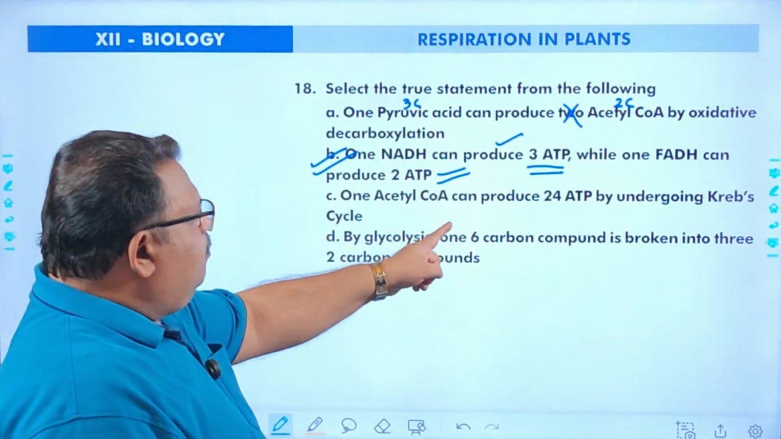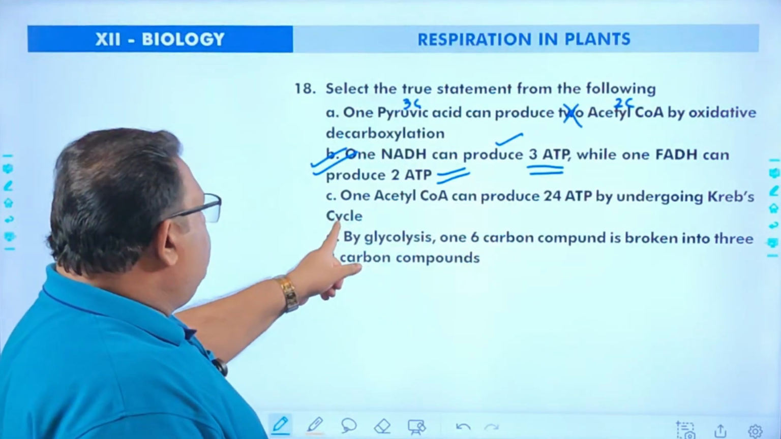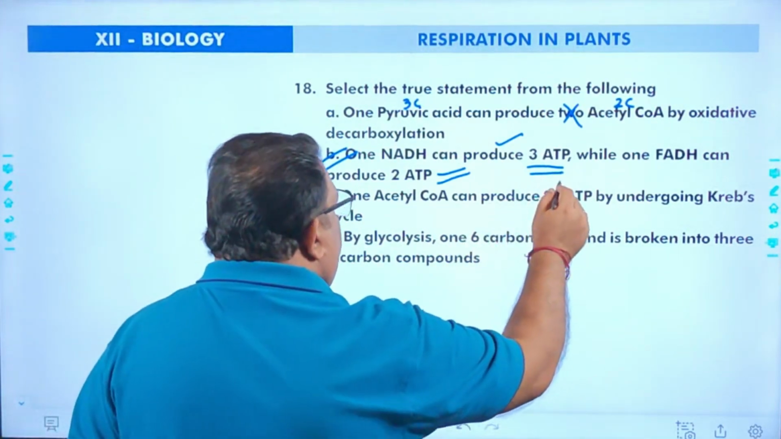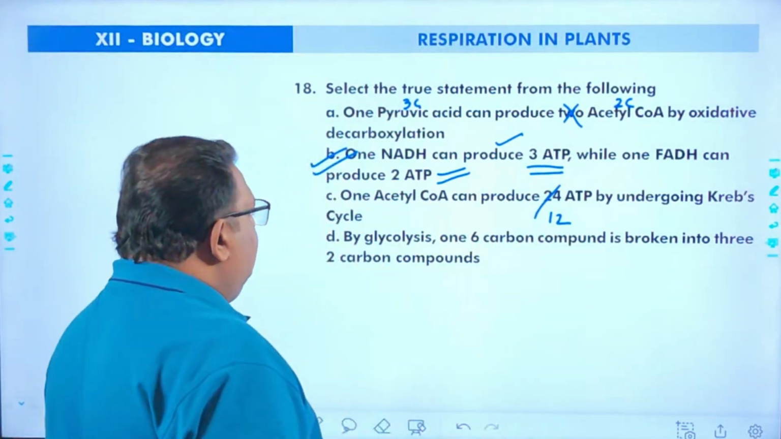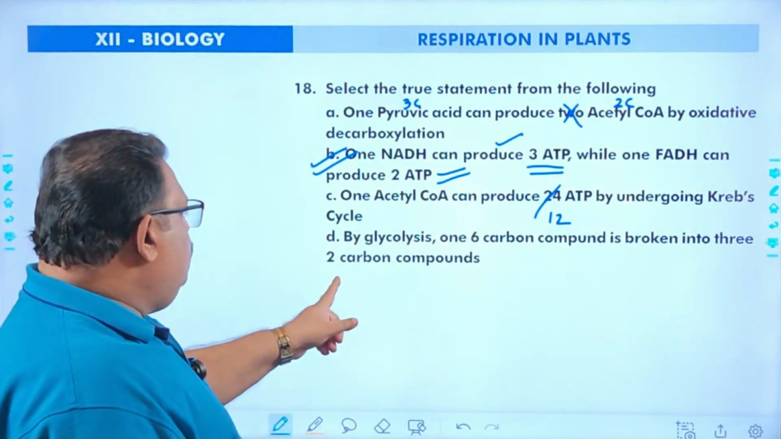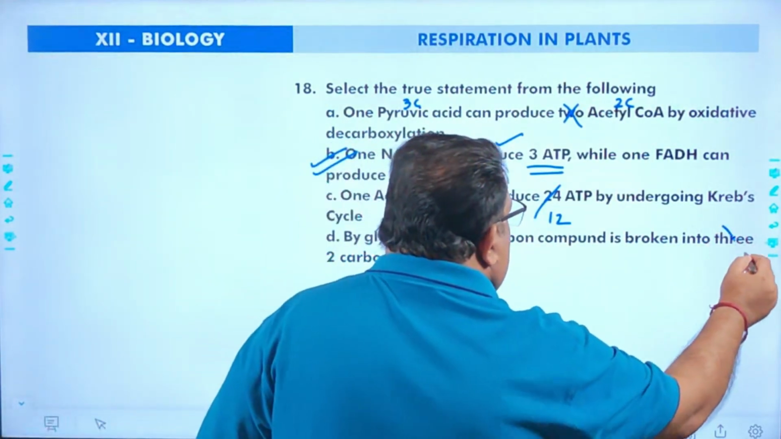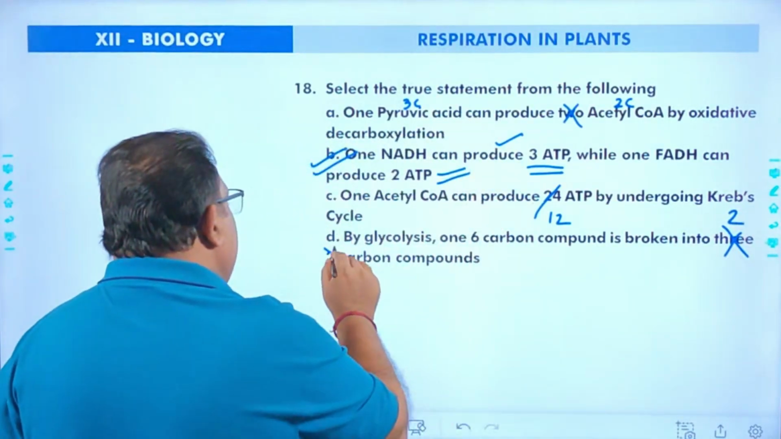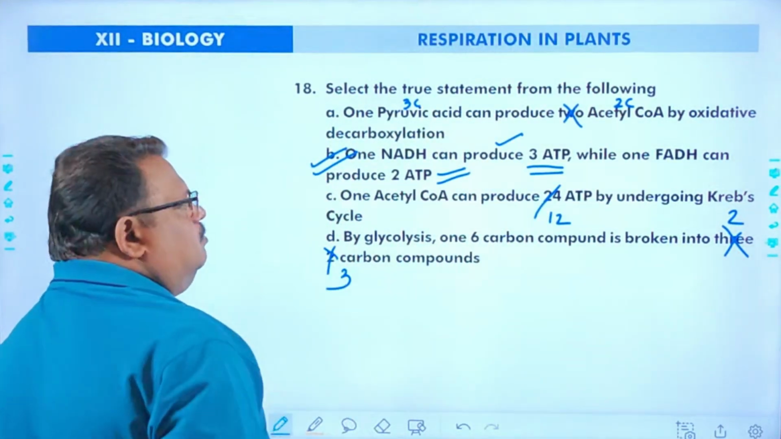One acetyl coenzyme A can produce 24 ATP by undergoing Krebs cycle. No, one acetyl coenzyme A can produce only 12 ATP. By glycolysis, one 6-carbon compound is broken into 3 2-carbon compounds. Not 2 3-carbon compounds. So the answer is B.